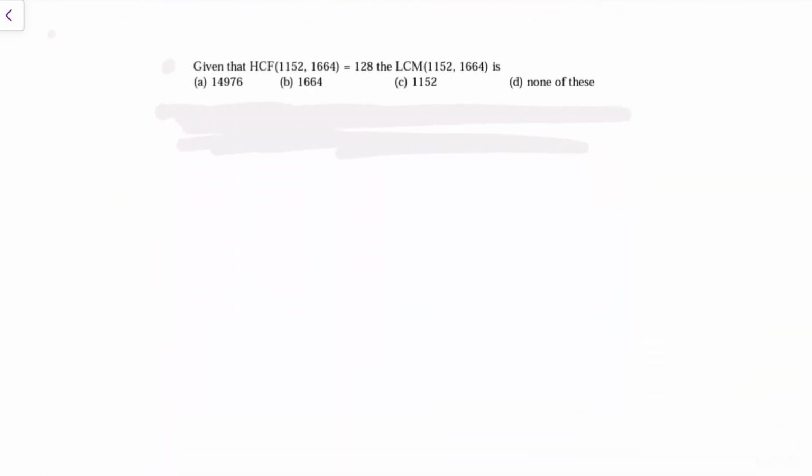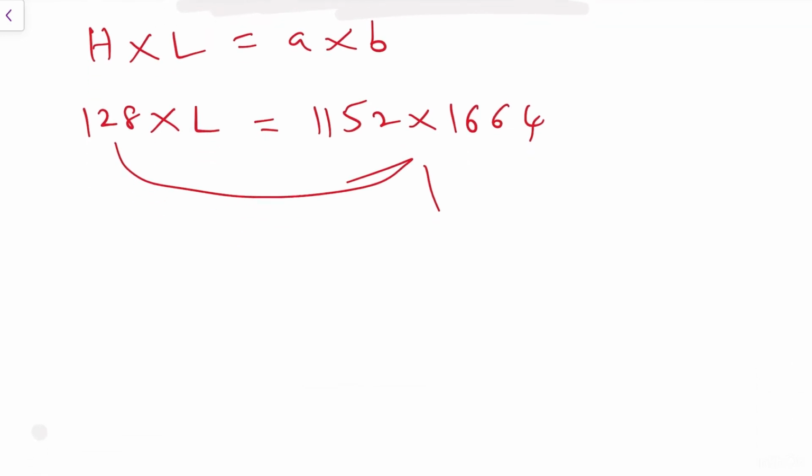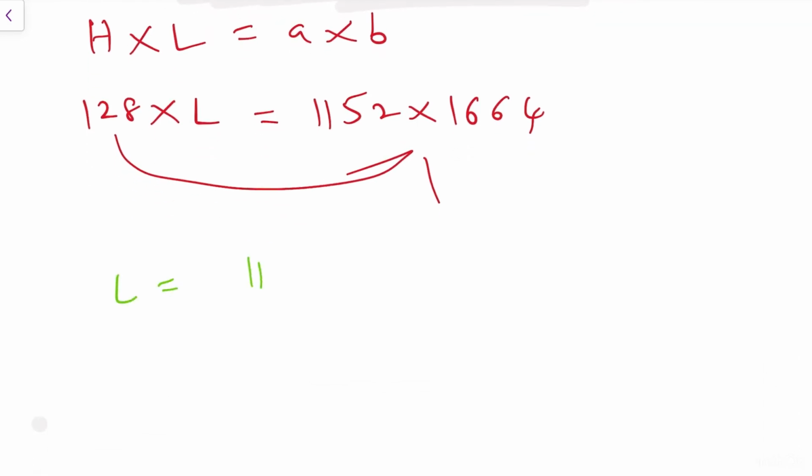Coming to the next question. Given that the HCF of 1152 and 1664 is 128, what is the LCM? Same logic again: HCF into LCM is equal to the product of the two numbers. HCF is 128, into LCM which we need to find out. The two numbers are 1152 and 1664. Now I need to find the LCM, so I will take 128 to the right side. Then LCM is equal to 1152 into 1664 whole divided by 128.